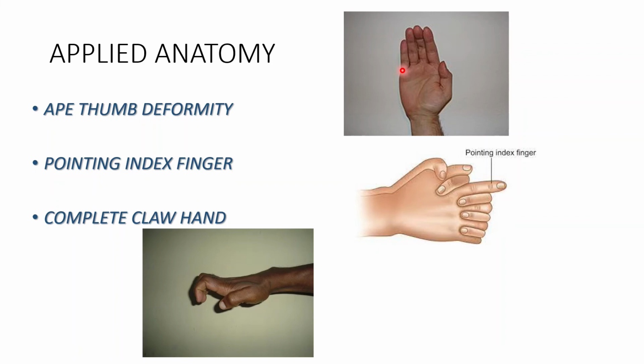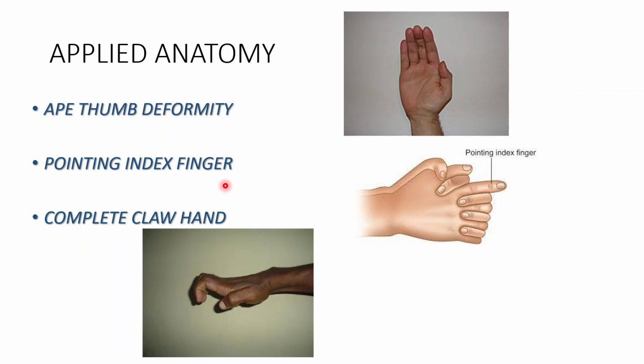Ape thumb deformity is the condition wherein the person is unable to do the opposition action. So the opposition action of the thumb is completely lost. So this is about the ape thumb deformity. The other feature which is appreciated during the injury of the median nerve is when the person tries to close his fist. He is unable to do so, where the index finger is seen to be in the extended position leading to the pointing index finger.